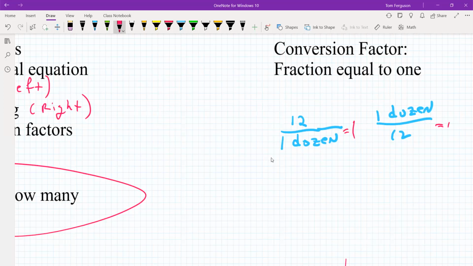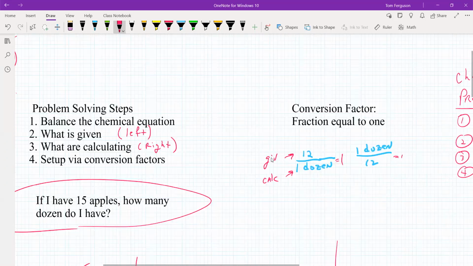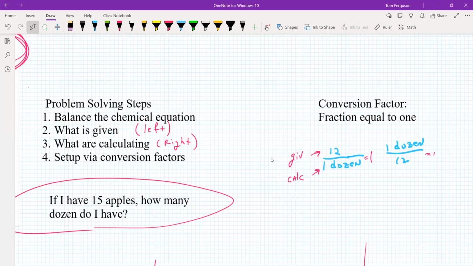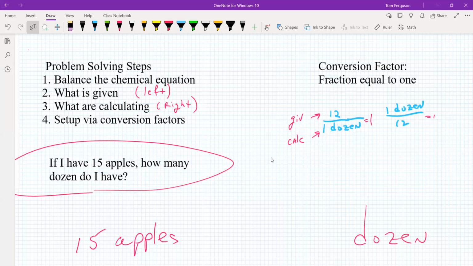But this one is a one-stepper because we want to calculate dozens and we're given apples. One conversion factor, how handy is that? Now the trick is, which conversion factor do you use, left or right? We're going to use units just like a variable. So we want to have the given canceled.